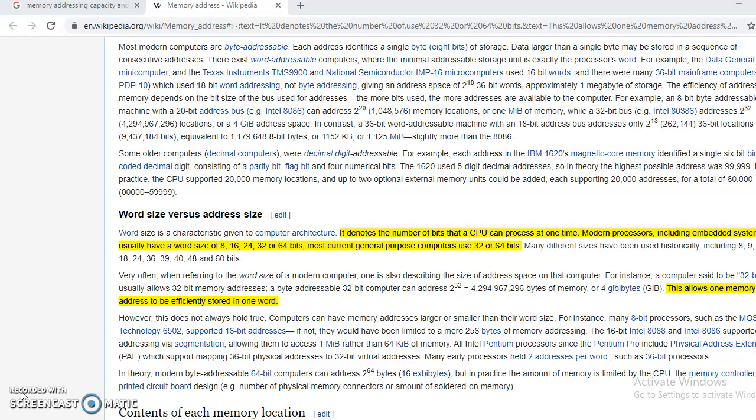Modern processors, including embedded systems, usually have a word size of 8, 16, 24, 32, or 64 bits. Most general purpose computers used nowadays are 32 or 64 bits.